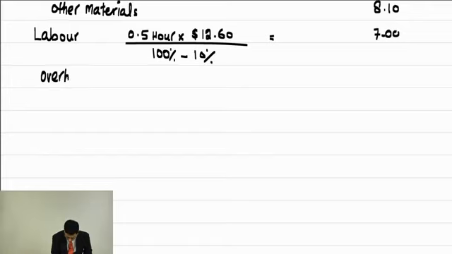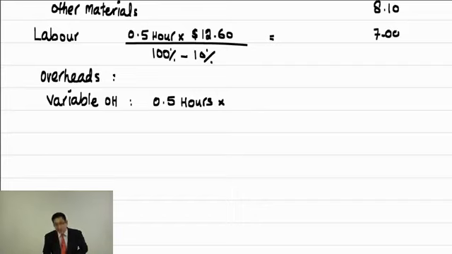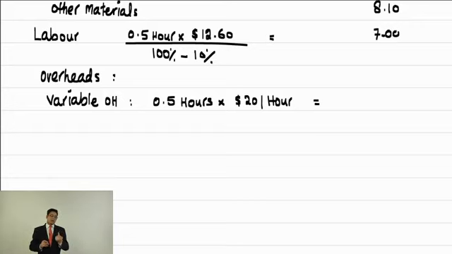Overheads. First of all, variable overheads. What we need to do is simply look at the time of one radio, which is 0.5 hours, and multiply that by the variable rate of $20 per hour. That works out the variable overhead in one radio, because one radio takes 0.5 hours to assemble and variable overhead is $20 for one full hour. So variable overhead will be $10 in that case. Is that okay?